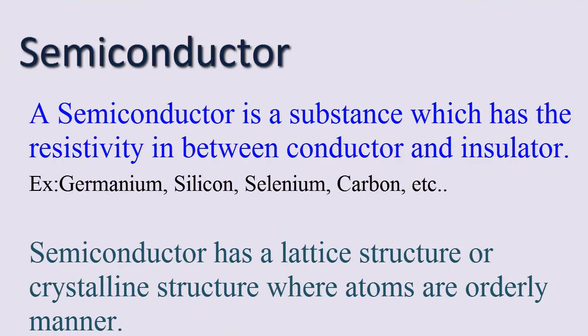Semiconductor. A semiconductor is a substance which has its resistivity in between the conductors and insulators. Example: germanium, silicon, selenium, carbon, etc. Semiconductors have a lattice structure or a crystalline structure in nature, where the atoms are arranged in an orderly manner.